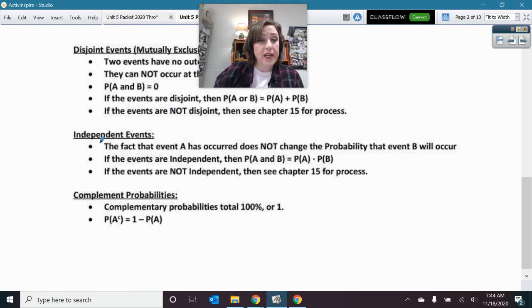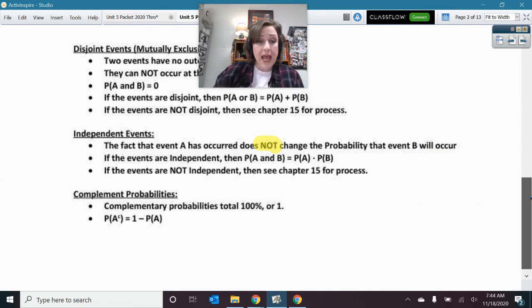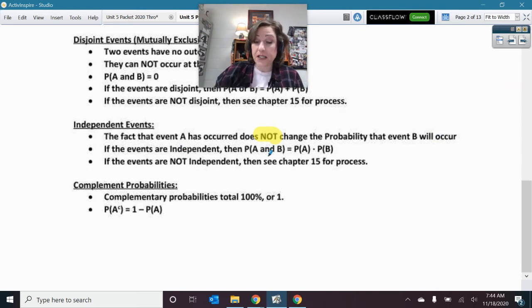All right. We know independent is when the fact that you are one thing does not change the rate. So the fact that A has occurred does not change the probability that event B will occur. Flipping of coins: what you get on the first flip of the coin has no bearing on what you're going to get on the second flip of the coin. And those not independent ones we'll get to later, in chapter 15, later in Unit 5.